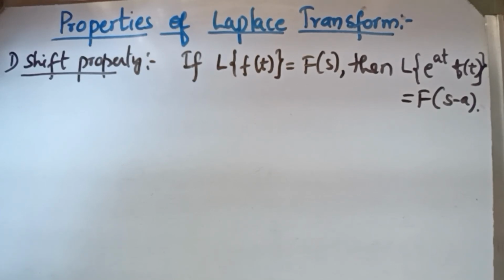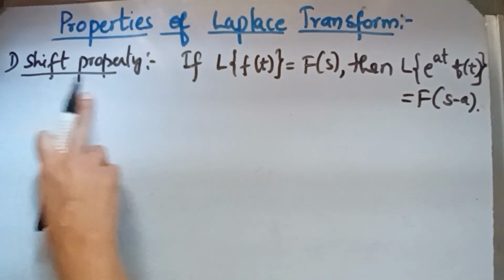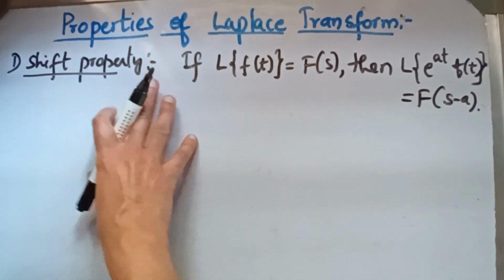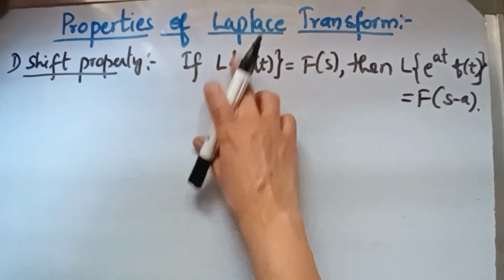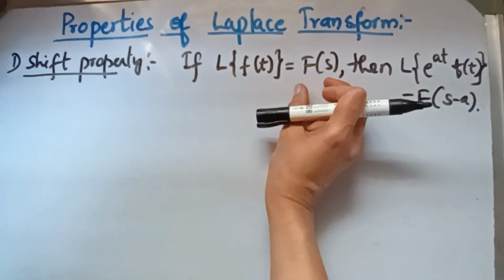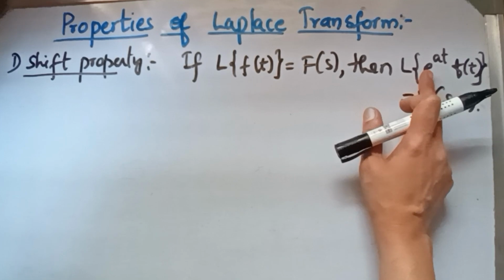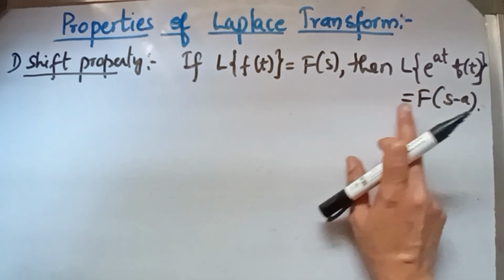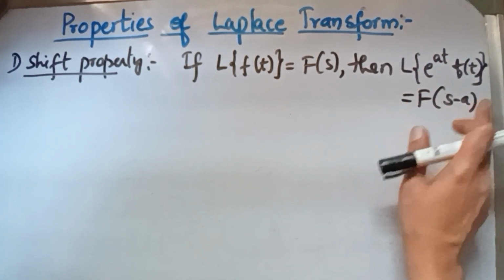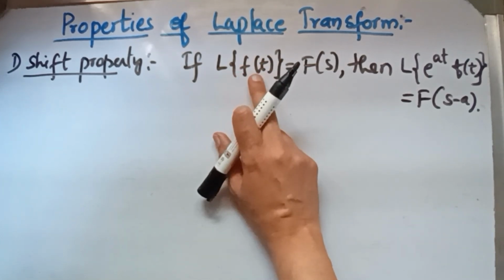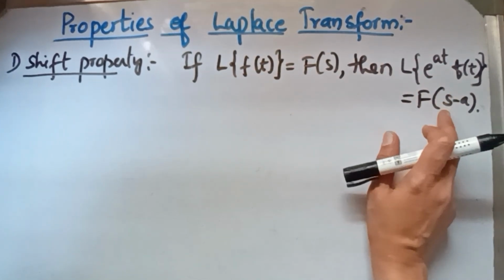Now let us study about properties of Laplace transform. The first property is called the shifting property or shift property. This says that if the Laplace transform of a function is capital F of s, then the Laplace transform of that function multiplied with e power at is F of s minus a. Means in the Laplace transform of this function, you have to replace s by s minus a.